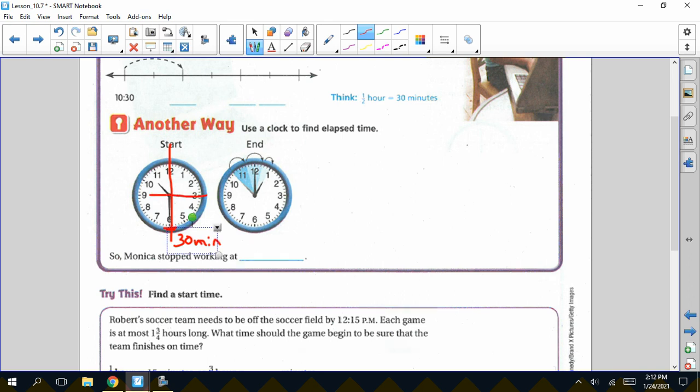If I cut this into fourths, 1/4 of an hour is going to equal 15 minutes. And for 3/4, this is 15, this would be 15, so 15 more. 3/4 of it, the 9, is going to represent 45 minutes.